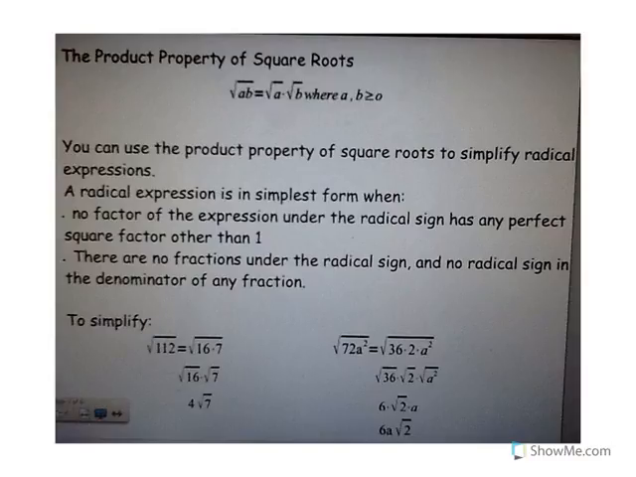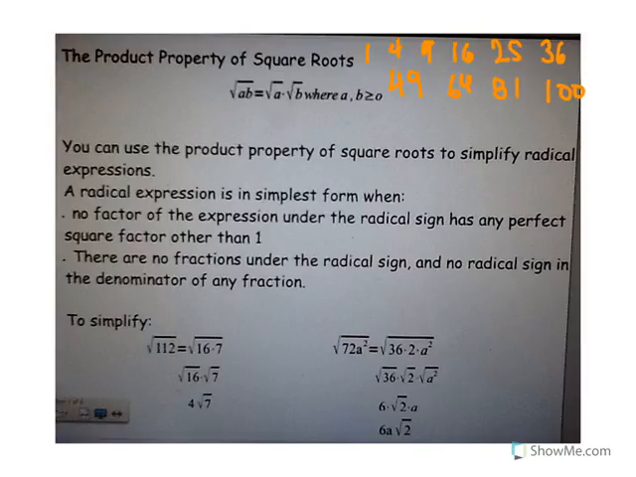Chapter 9, Lesson 2, Simplifying Square Roots. So we started to work with square roots in the last lesson. Now we're going to move that up and do a little bit more with it. One of the things that's really important to understand about square roots is that you can simplify them if you find perfect squares.